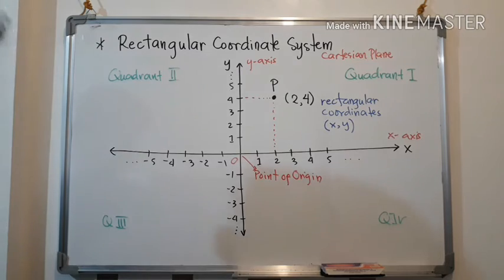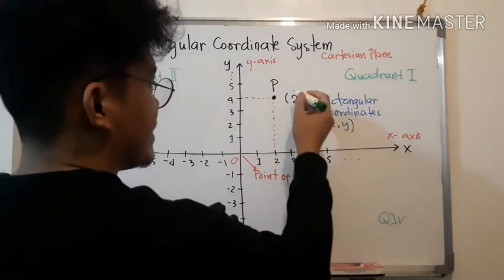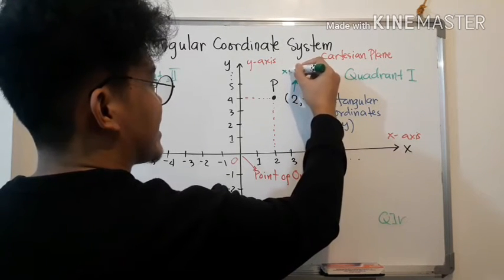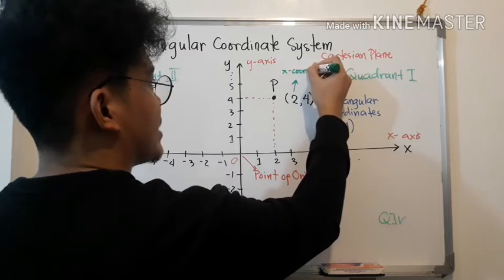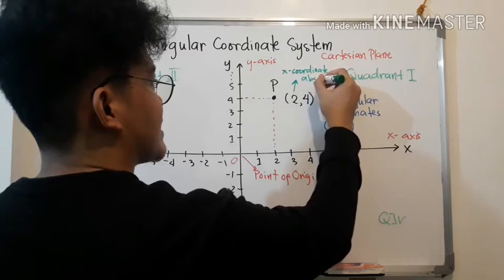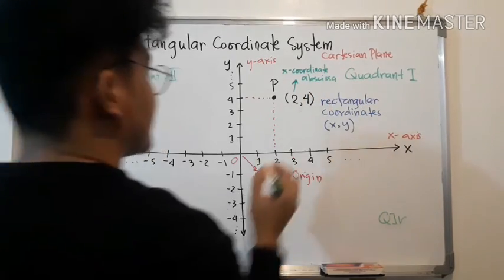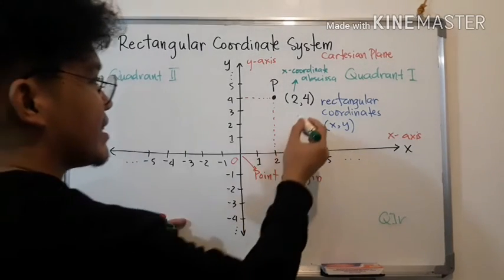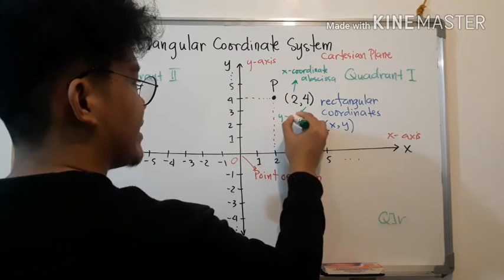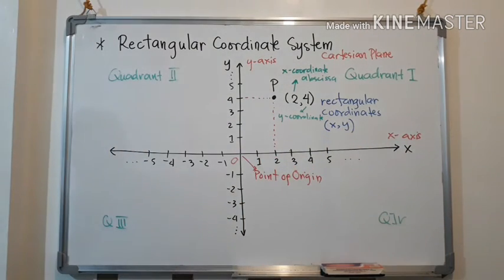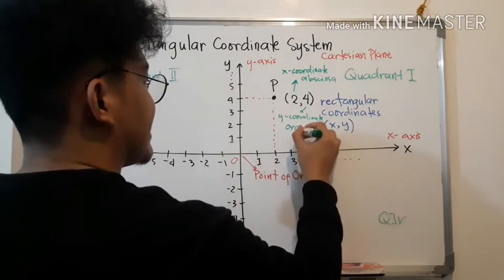In addition, this 2 here is known as the x-coordinate or the abscissa. And this 4 is known as the y-coordinate, or another term is simply the ordinate.